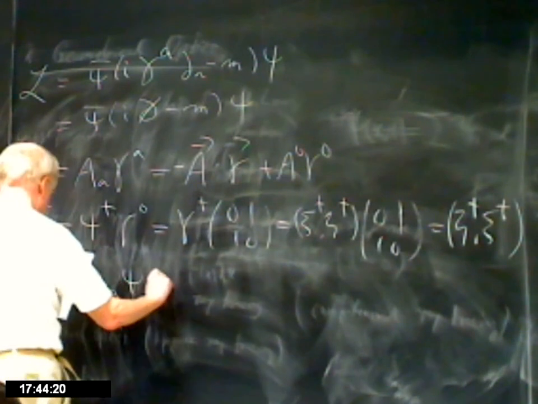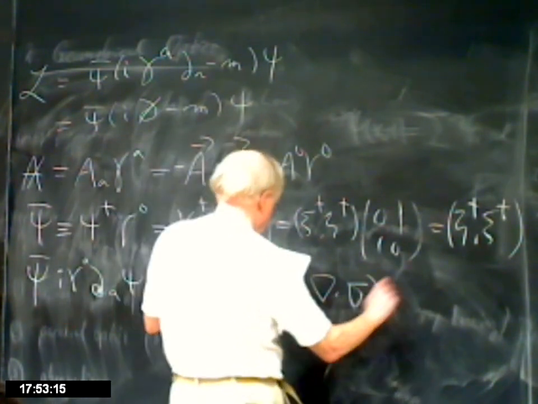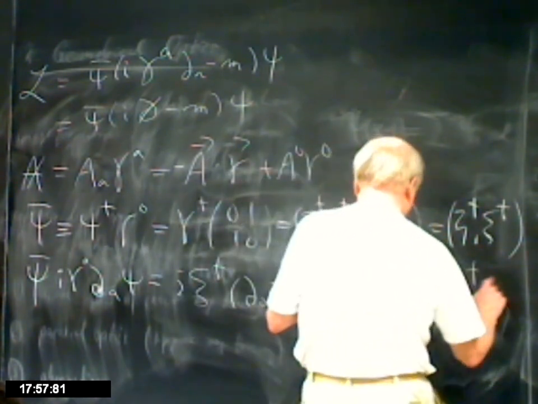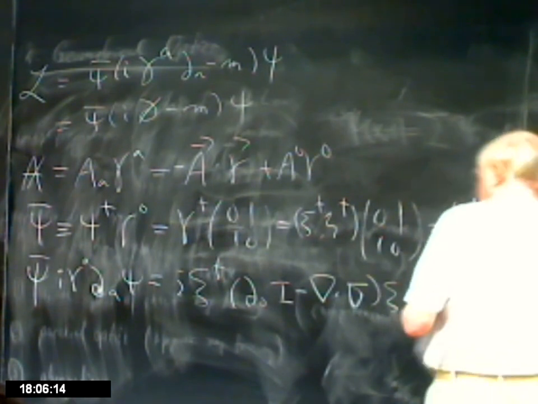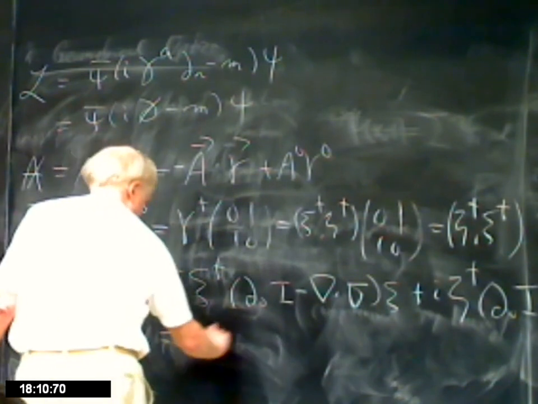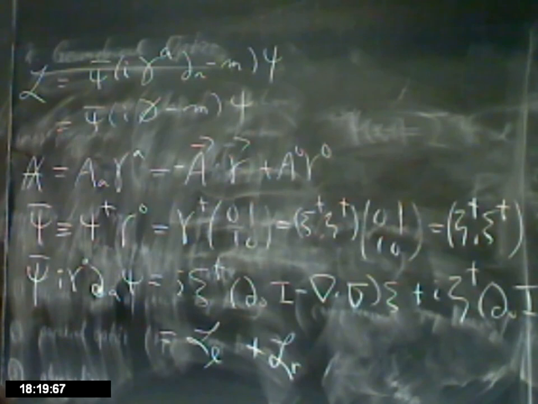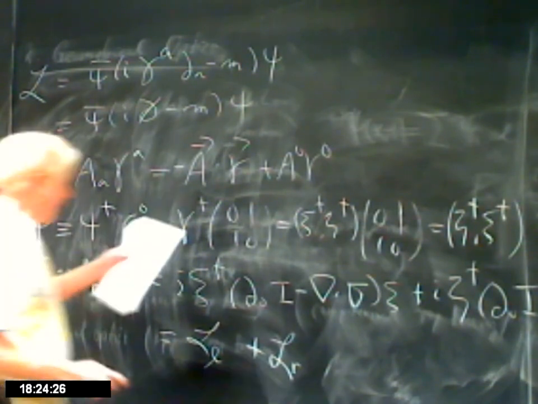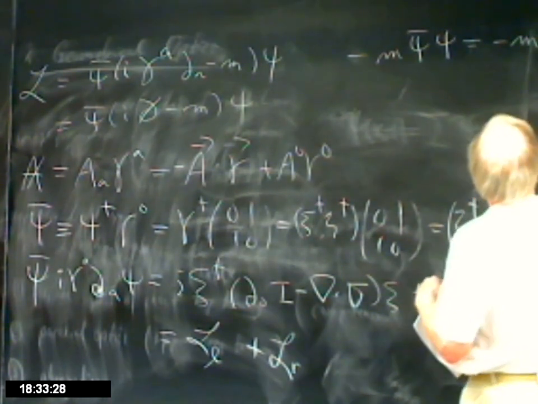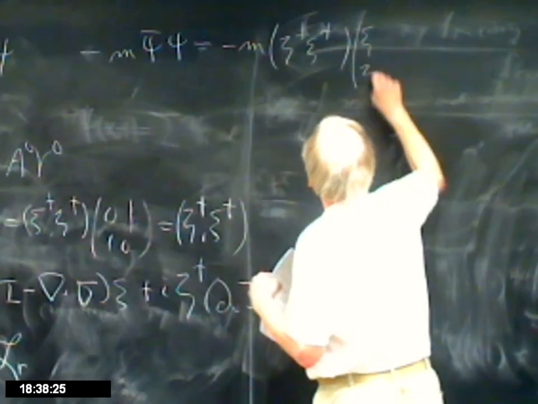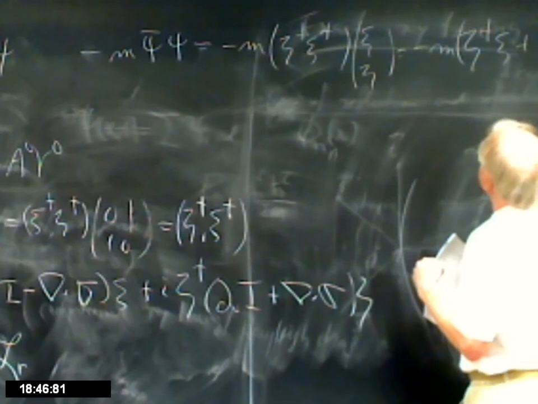D A psi is then i C dagger C zero i minus grad dot sigma C plus i zeta dagger T zero i plus grad dot sigma zeta. And so you can see this is the left-handed kinetic action density plus the right-handed kinetic action density. The Dirac mass term is minus m psi bar psi, and as we saw here, this is minus m zeta dagger C plus C dagger zeta.